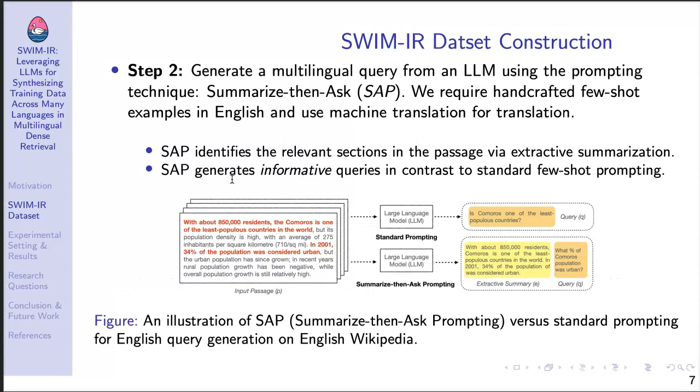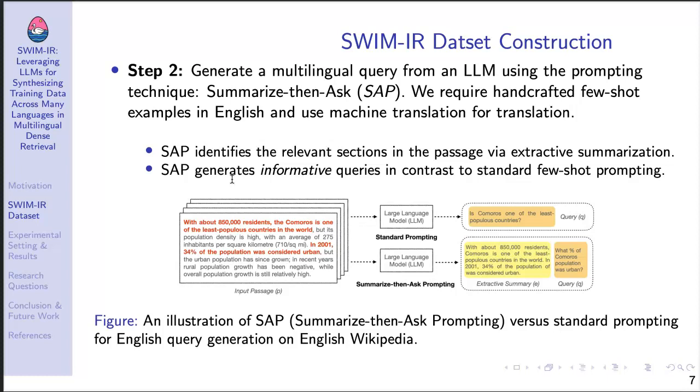As a next step, we generate a multilingual query from the sampled passage using an LLM. We use a prompting technique known as summarize-then-ask prompting, in which we require a few handcrafted examples in English, and we translate those into different languages using machine translation.